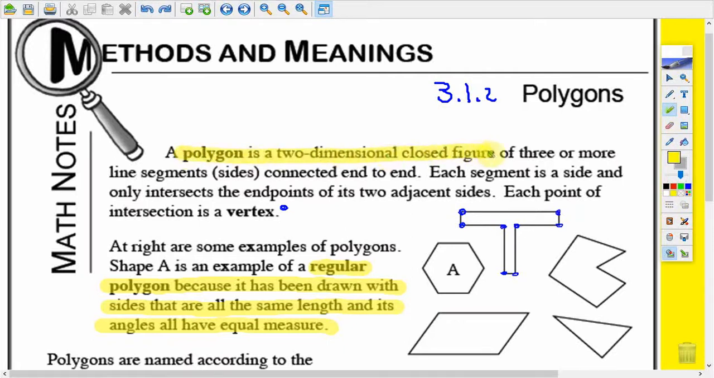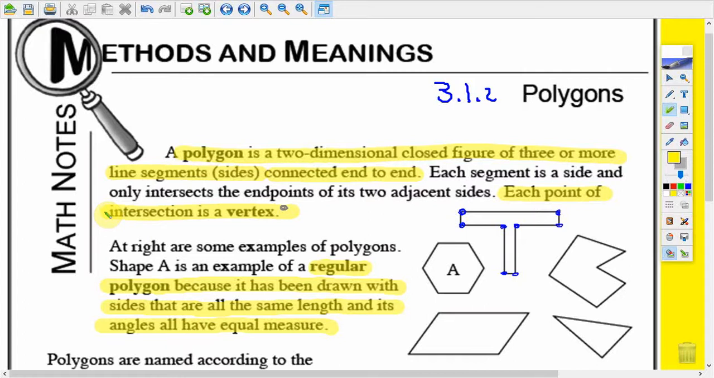A polygon is a two-dimensional closed figure of three or more sides connected end to end. Each segment is a side and only intersects the endpoints of its two adjacent sides. Each point of intersection is called a vertex. And so in this little T-shaped figure here, this T-shaped polygon, I've marked the vertices with little blue dots. All of those would be vertices.